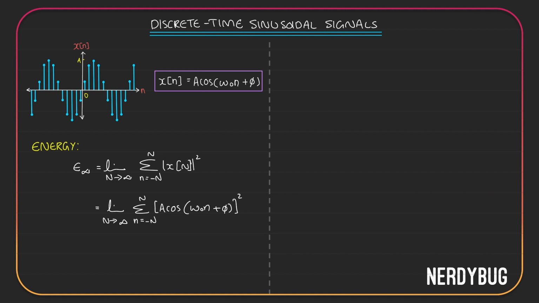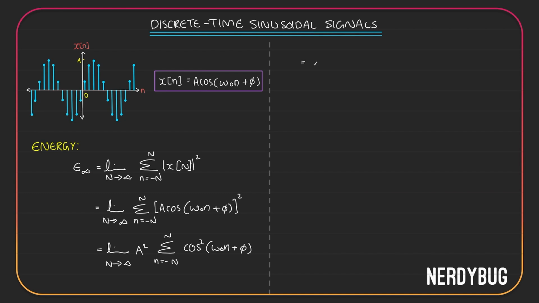Now A is a constant. A square can be taken out. Limit N tends to infinity, A square, summation from n equals minus N to N, cos square of omega naught n plus phi. You can see how this is similar to when we found the energy of A cos omega naught t plus phi, the continuous version. So we'll do the same thing. We have to take summation of cos square, which is difficult. So we'll write it as 1 plus cos 2 theta by 2.